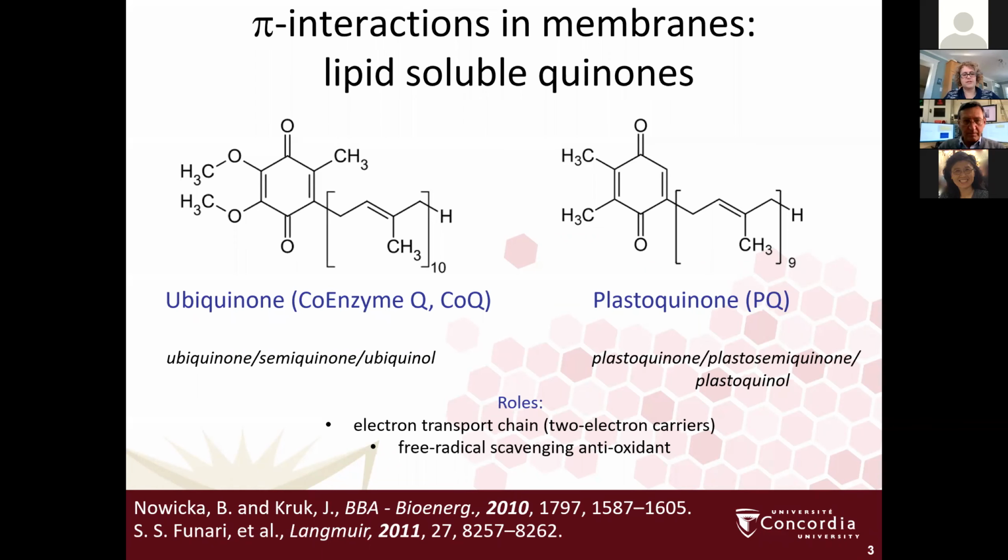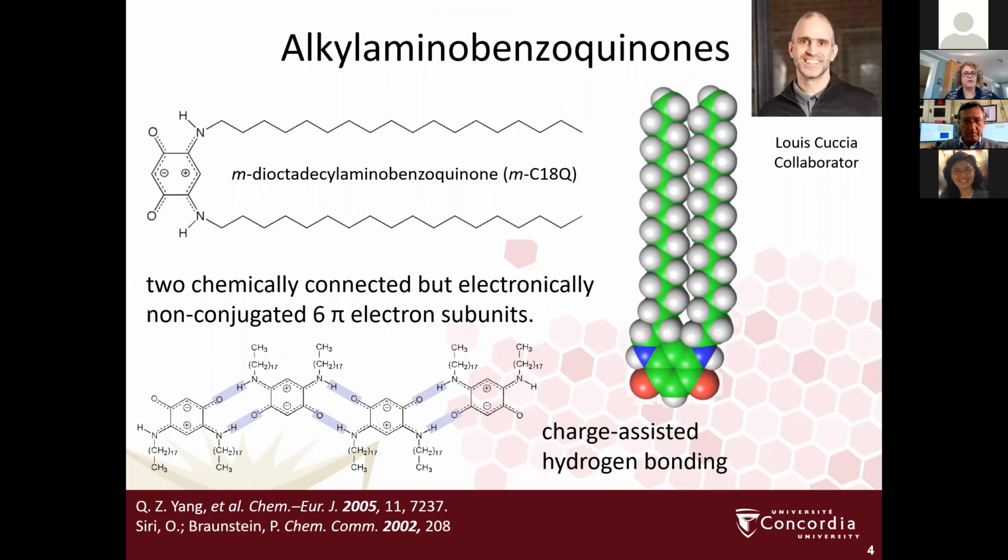And we got interested in this through a colleague of mine, Louis Cuccia, who had a similar or related quinone system. So this is an alkyl aminobenzoquinone, which is an interesting system because it has two chemically connected but electronically non-conjugated, so they're not aromatic rings. So we have this conjugated system, but it is not connected to this conjugated system.